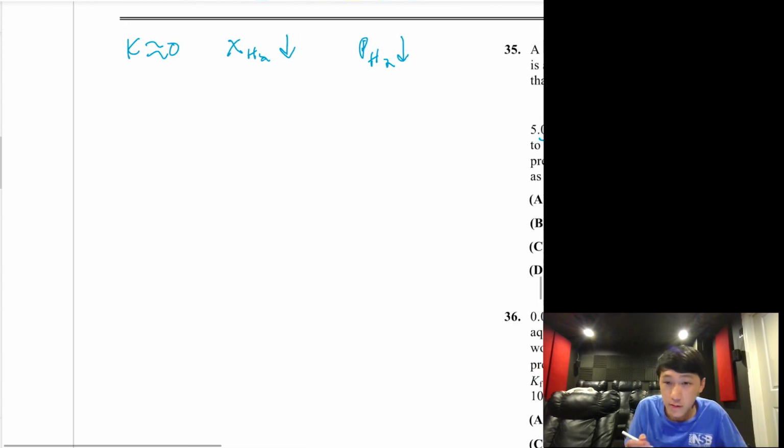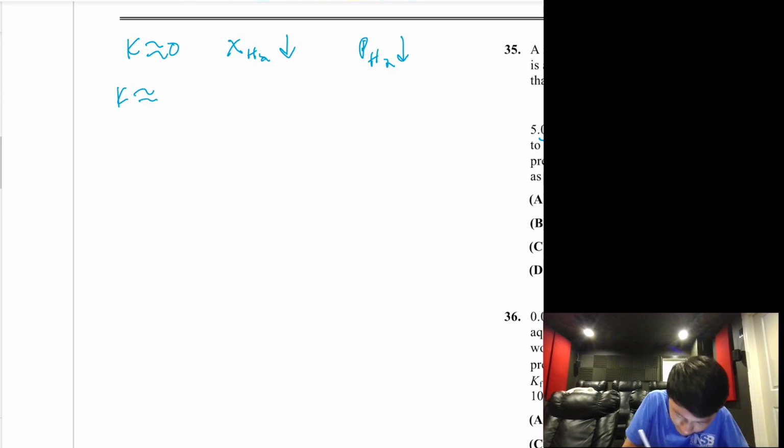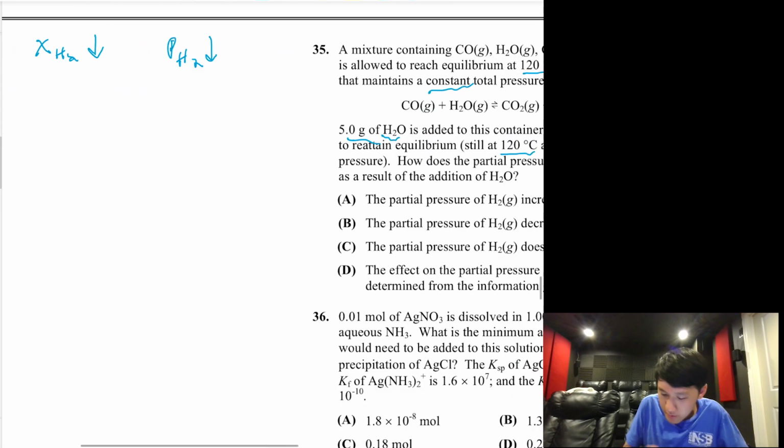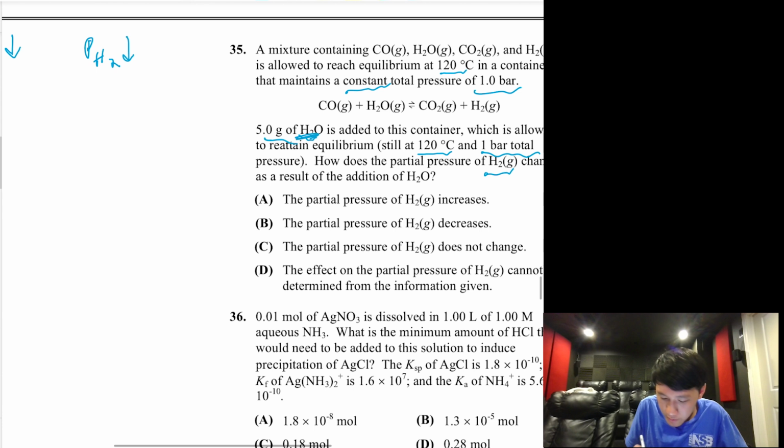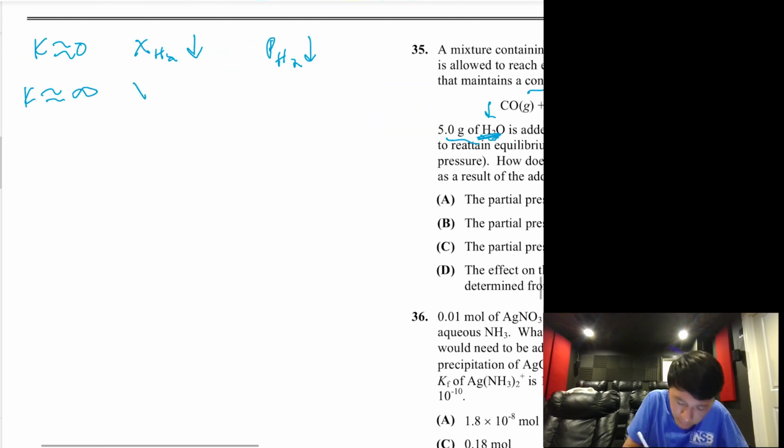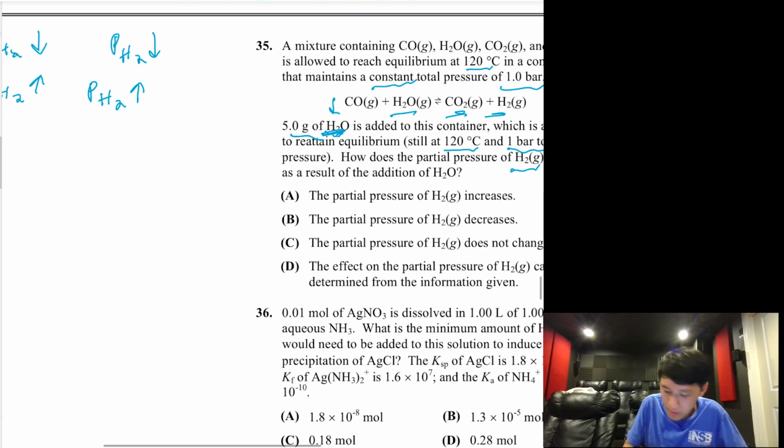The second case is where K is very large, nearly infinity. And in this case, adding any more reactant, assuming that water is limiting, is going to just create more products, right? It's going to use up this reactant and just create more products. And as such, we would expect the mole fraction of H2 to increase. If the mole fraction of H2 increases and the total pressure is the same, that means we expect the partial pressure of H2 to increase as well.